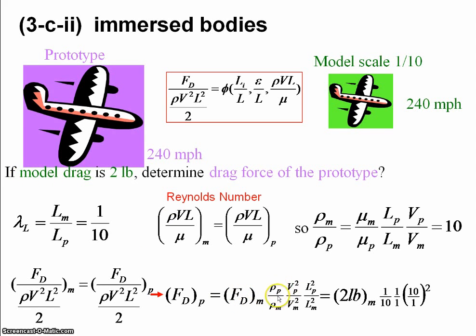The model drag is 2 pounds. The density ratio between the prototype and the model is 1/10, now the inverse of the previous relationship. The velocity ratio of the prototype and the model is 1. The geometric similarity is 10:1. So if you follow this, it will be very easy to get the information about 20 pounds.